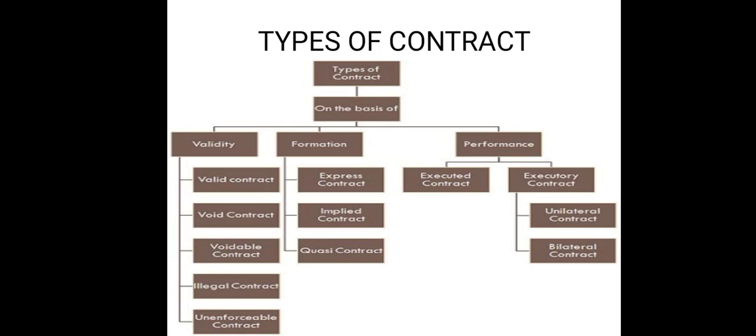See, there are main types on the basis of validity, formation and performance. Under validity, there is valid contract, void contract, voidable contract, illegal contract and unenforceable contract. On the basis of formation: express contract, implied contract, quasi contract. And the third one, performance: executed contract, executory contract, unilateral contract and bilateral contract. Okay, let us see now one by one.